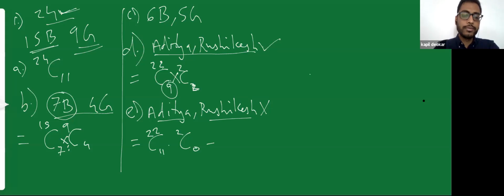What will happen if you just write 22C11? Is this answer correct? Yes, it is correct. Because as I said, what is the value of NC0? NC0 value is equal to 1. And if you multiply this by 1, you are going to get the same thing. So this answer is right, and this answer is also correct.